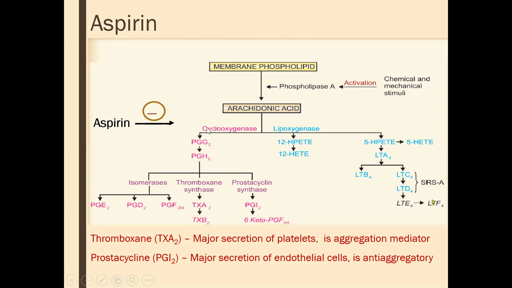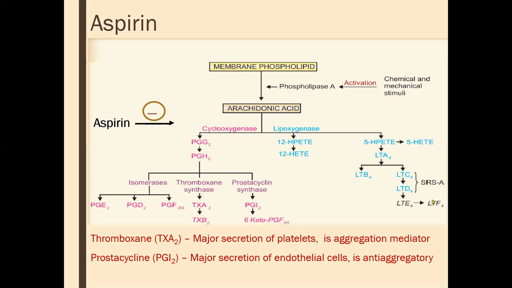Because aspirin inhibits the COX enzyme, both 1 and 2, it inhibits the synthesis of thromboxane A2 as well. The thing you should remember is that thromboxane A2 is the major secretion of the platelets among the other prostaglandins, and that's why the antiplatelet effect of aspirin or NSAIDs occurs.